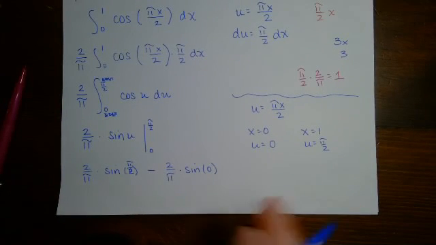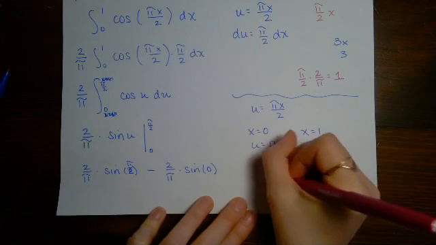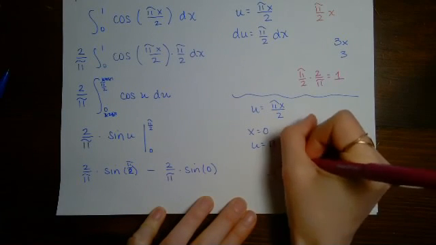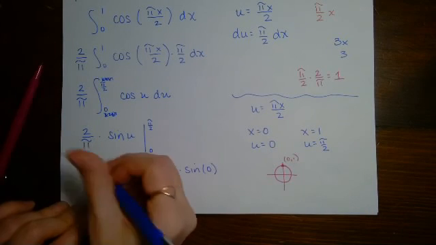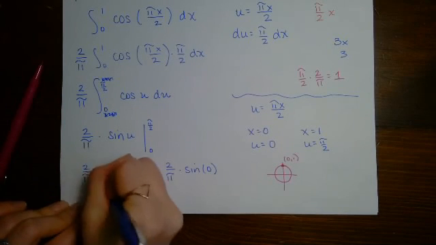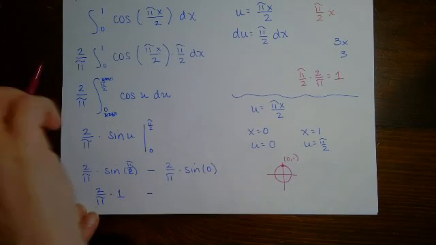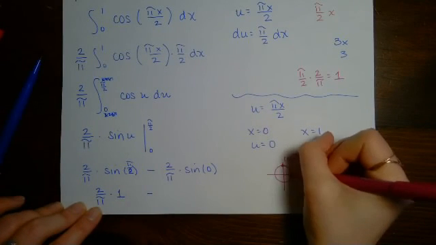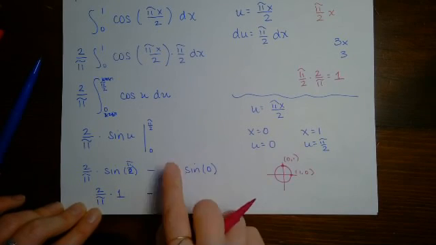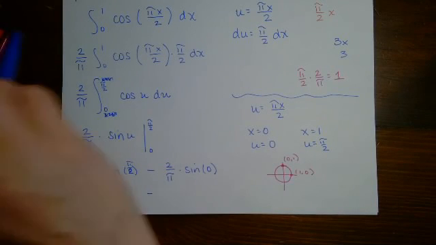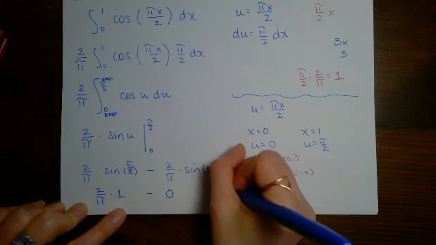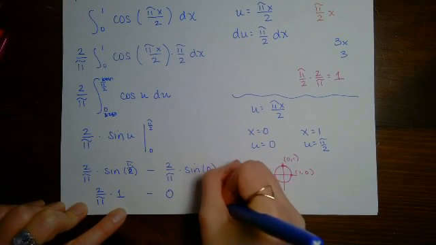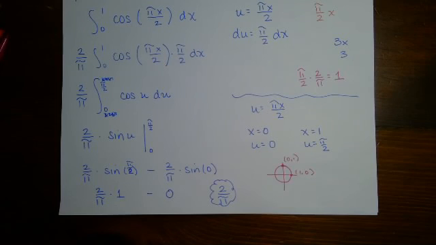Now, for the sine of pi over 2, I always draw myself a quick unit circle. Pi over 2 is here. The y value is 1, so the sine of pi over 2 is 1. So we'll be left with 2 over pi times 1. And the sine of 0, which is right here, is just 0, and anything times 0 is 0. And 2 over pi times 1 is 2 over pi. So the solution is 2 over pi.